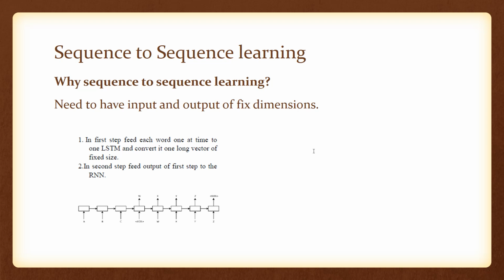Now we move from LSTM to sequence learning. This algorithm has been taken from the famous paper called Sequence to Sequence Learning with Neural Networks, which was published in 2014. This network has two parts, which we will discuss, but before that we see why we need this model in the first place.